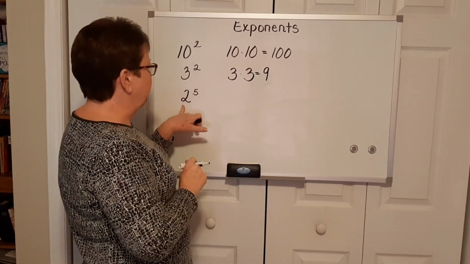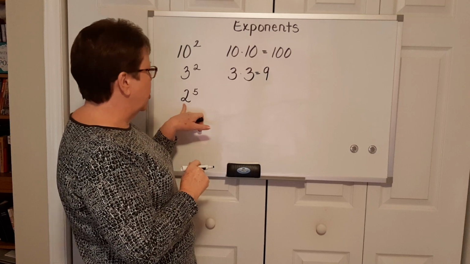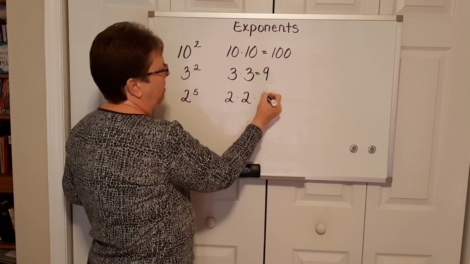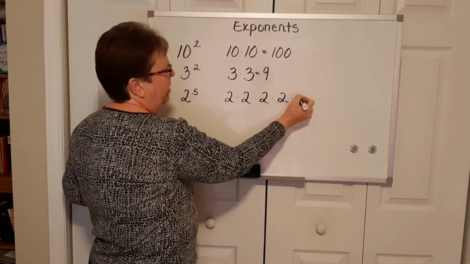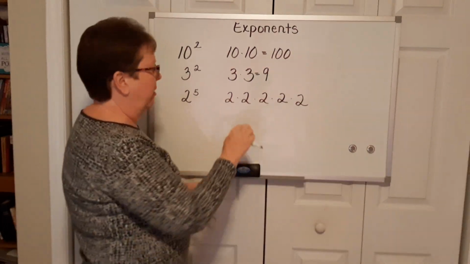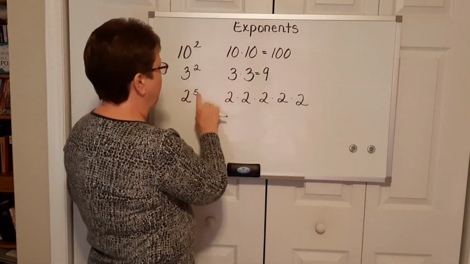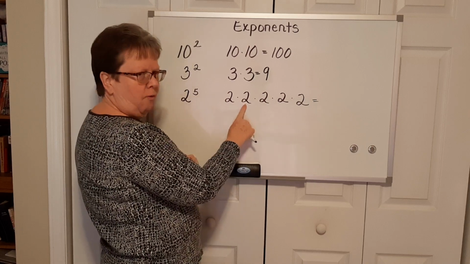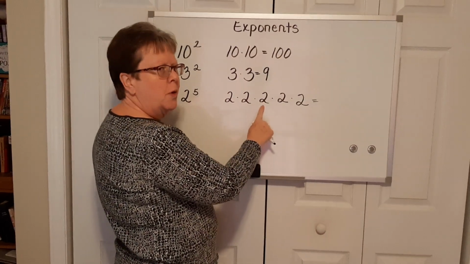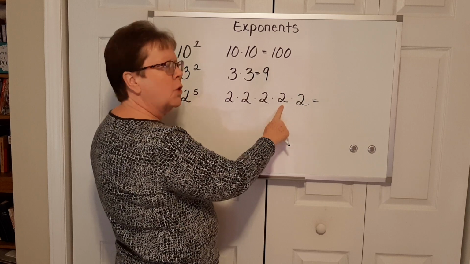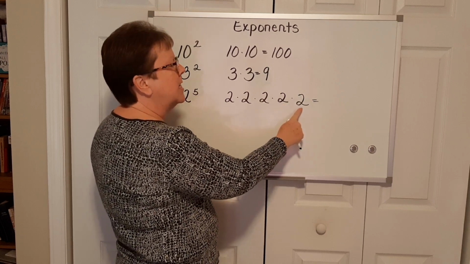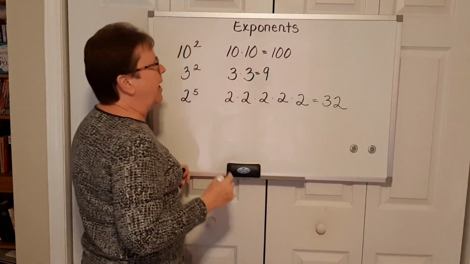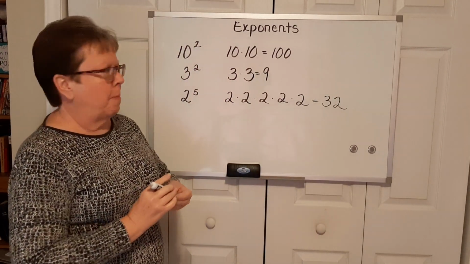Okay? And here's 2 to the 5th power. That means 2 is a factor 5 times. So we're going to write our 2 5 times. And as you're writing it, always double check yourself. 1, 2, 3, 4, 5. It's written 5 times. So when we multiply that out, we have 2 times 2 is 4. 4 times 2 is 8. 8 times 2 is 16. 16 times 2 is 32. So that's your powers and exponents.